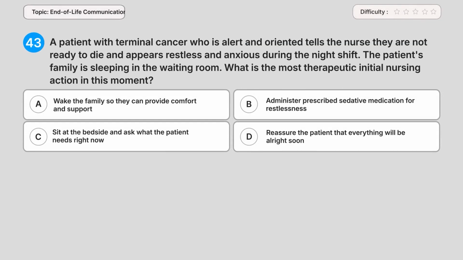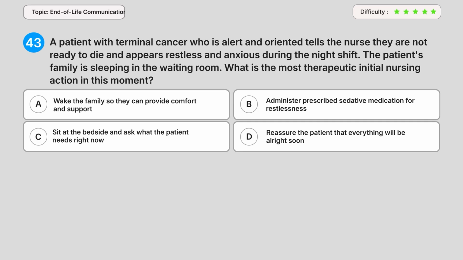43. A patient with terminal cancer who is alert and oriented tells the nurse they are not ready to die and appears restless and anxious during the night shift. The patient's family is sleeping in the waiting room. What is the most therapeutic initial nursing action in this moment?